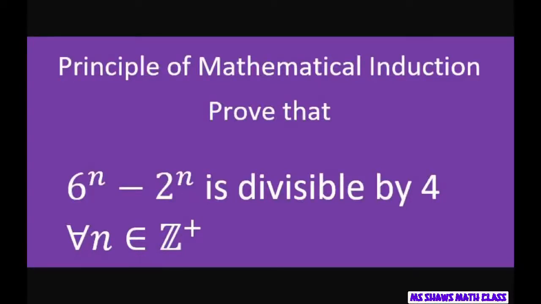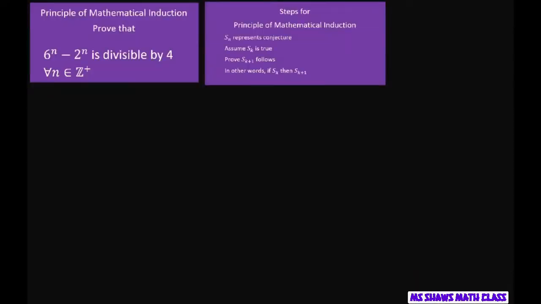Hey everyone, we're going to use the principle of mathematical induction to prove that 6 to the n power minus 2 to the n power is divisible by 4 for all positive integers n. And we're going to use these steps here for mathematical induction. And we're going to also use a definition of divisibility to help us write it.